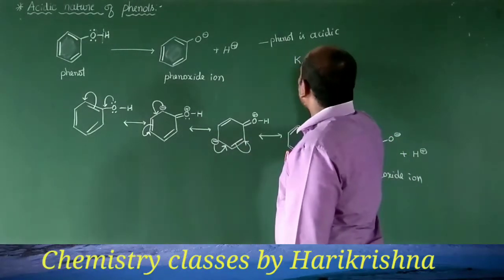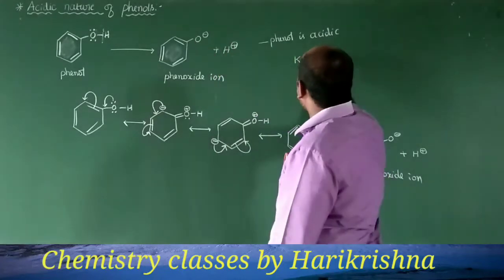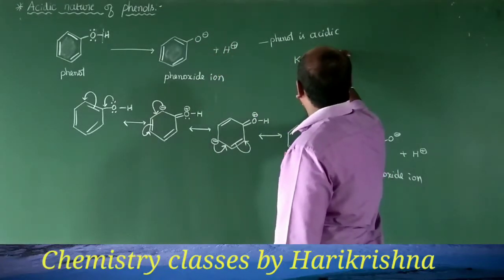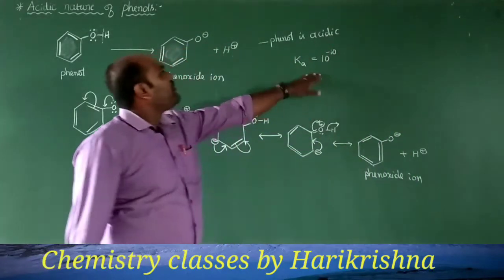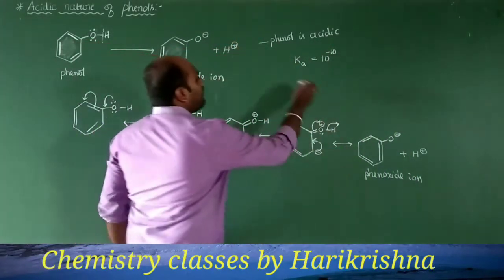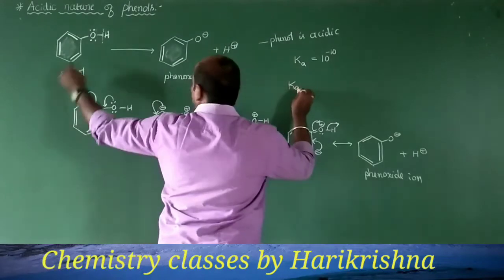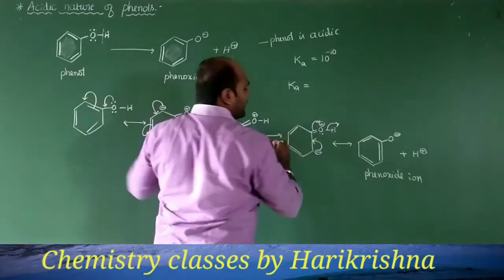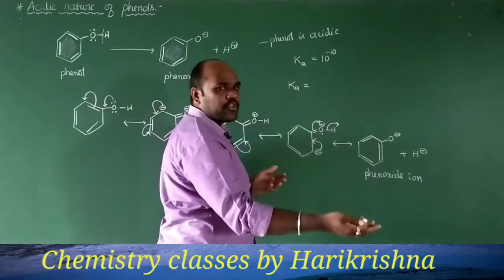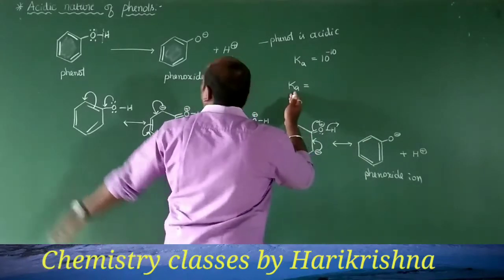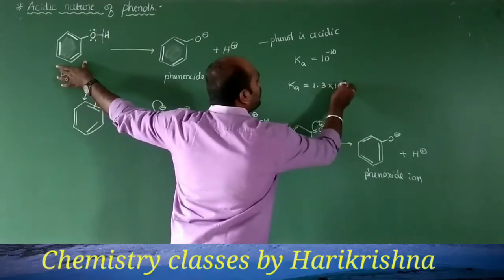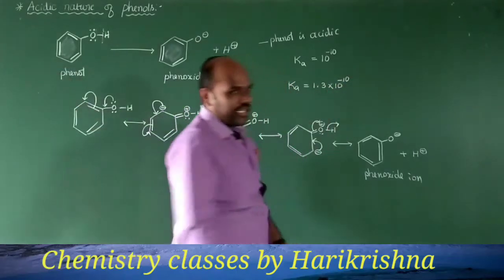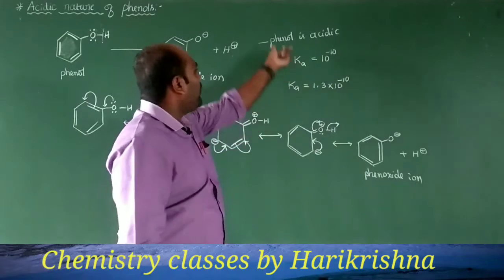The order of dissociation constant of phenols is of the order of 10 to the power of minus 10. If you go with a normal phenol, just a simple phenol, not any isomeric one like cresols or substituted phenols, the Ka value for a simple phenol is around 1.3 into 10 to the power of minus 10. This is the actual Ka value for phenol.